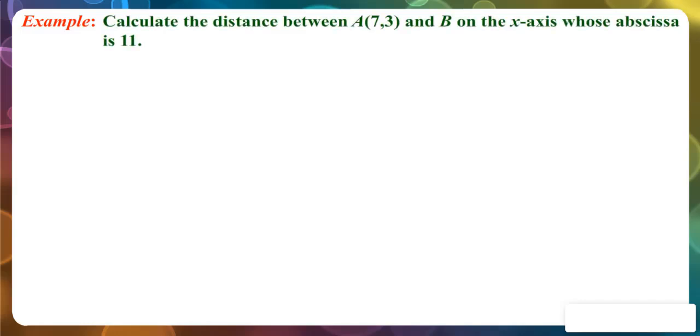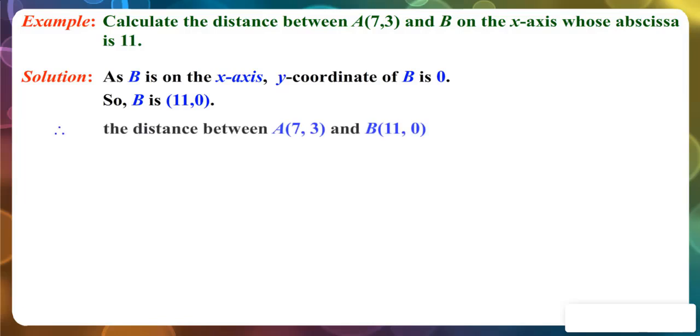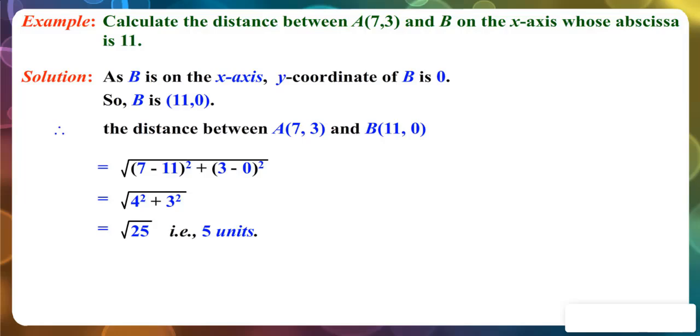Let's take an example. Calculate the distance between A (7, 3) and B on the x-axis whose abscissa is 11. Let's solve this. As B is on the x-axis, the y-coordinate of B is 0. So, B is (11, 0). Therefore, the distance between A (7, 3) and B (11, 0) is equal to the square root of (7 minus 11) whole square plus (3 minus 0) whole square. This is equal to the square root of 4 square plus 3 square, which is equal to the square root of 25, which is equal to 5 units.